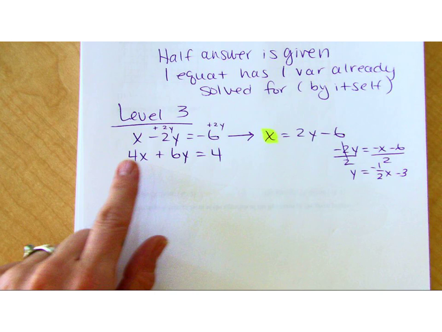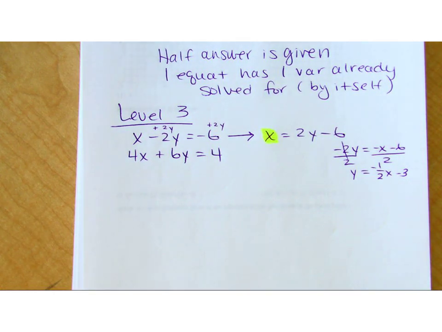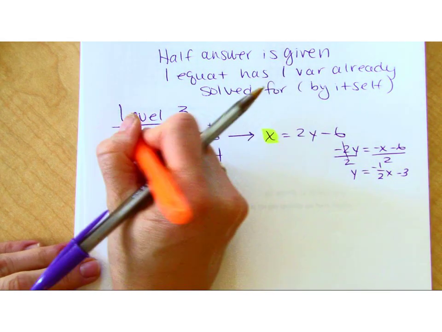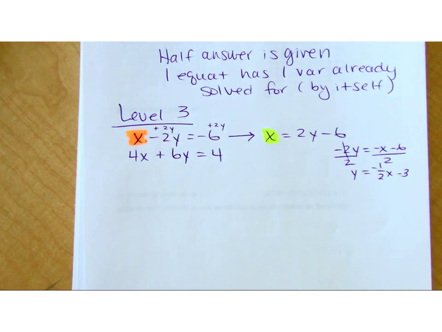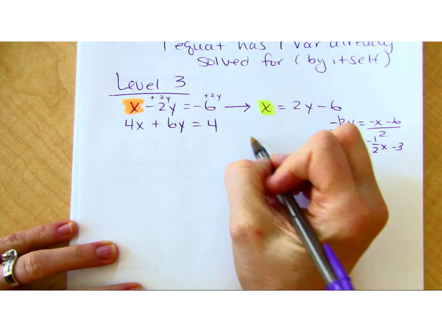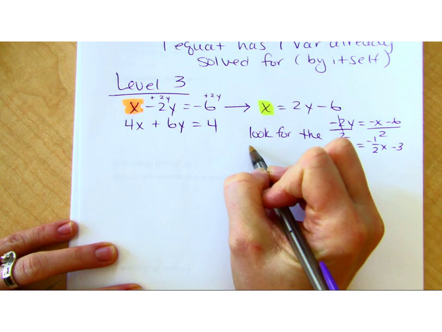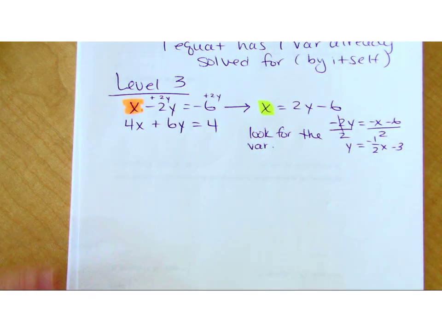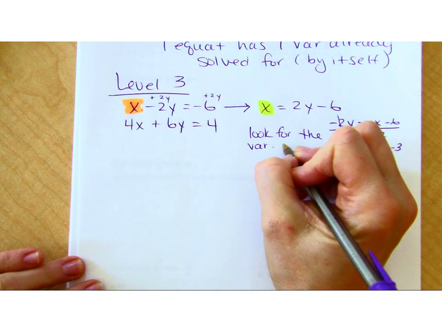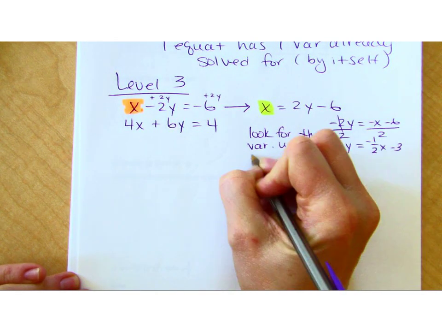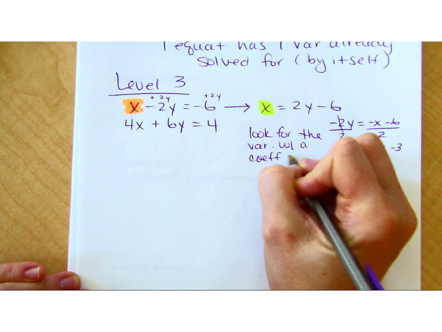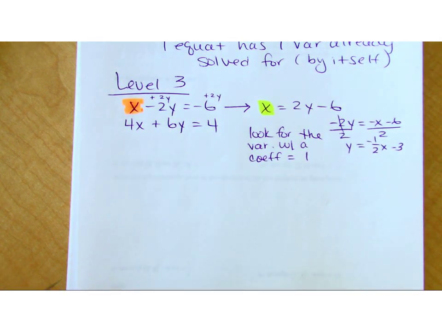You don't want to do it, okay? So pick the easy one, and the easy one is always going to be the one without a coefficient. Maybe you want to write something in your notes: look for the variable with a coefficient of 1. Does that make more sense? Look for the variable with a coefficient equal to 1. That way you don't have to divide.